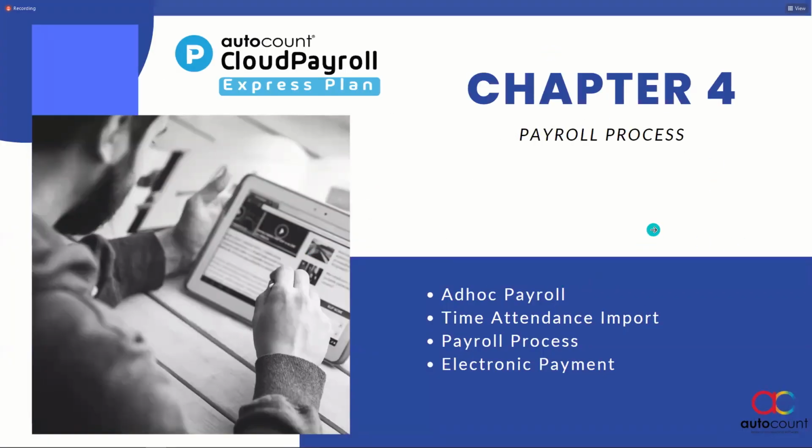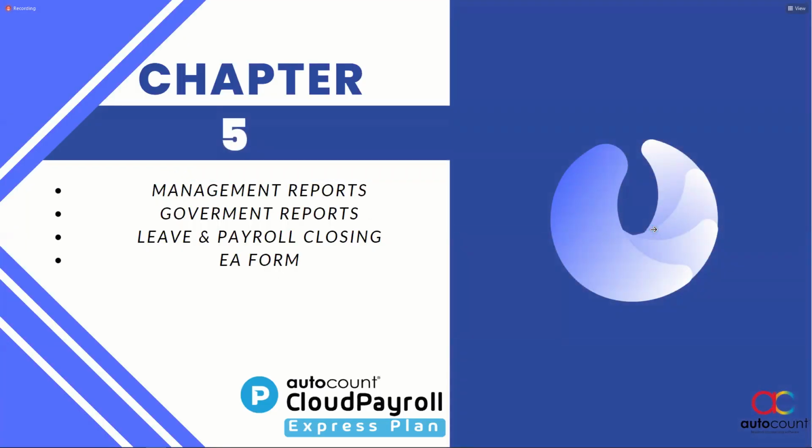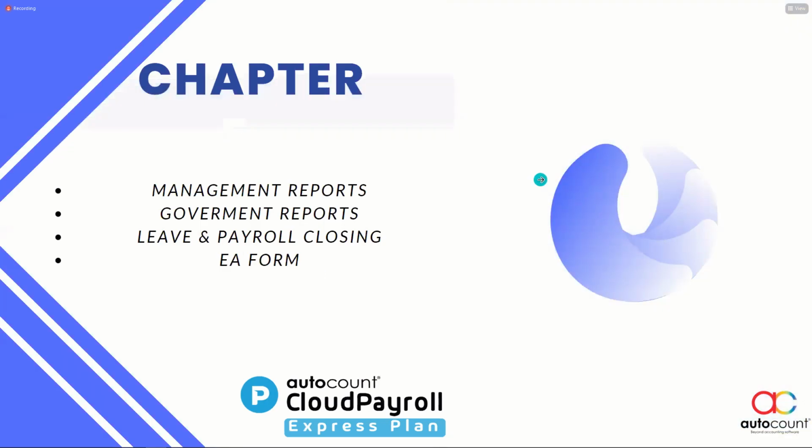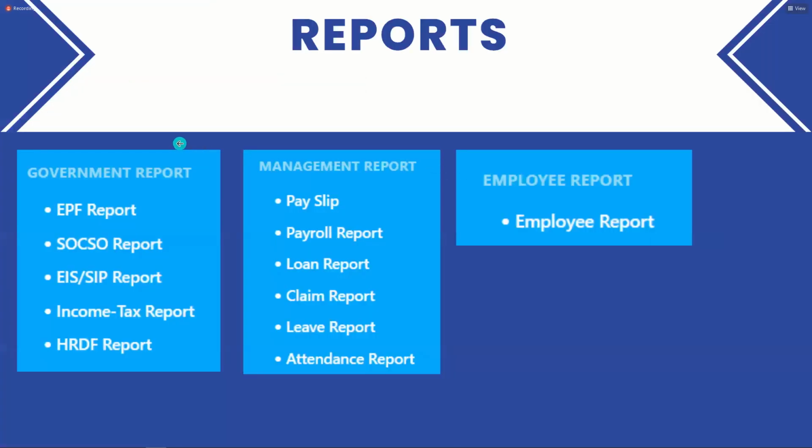Now we have completed chapter 4. We will go to our final chapter, which is reports, leave, and payroll closing, and also EA4. With our reports, we have them in two categories with one extra. Government report, management report, and then your employee report.